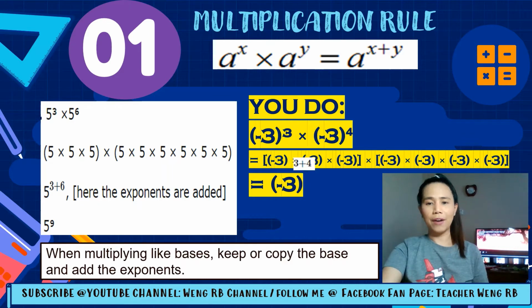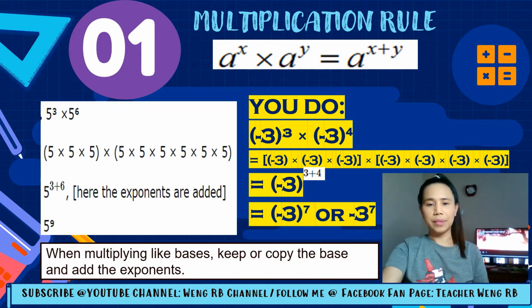Or we can also have the exponents, which are 3 and 4. We can just add them if you don't like to make it like an expanded way. So we copy the base, which is negative 3, and then add exponents, which are 3 and 4. So we'll have negative 3, you can use parentheses and then raise it to the 7th power. Or we can simply write negative 3 and then raise to the 7th power, which is the small number at the top right of the base.